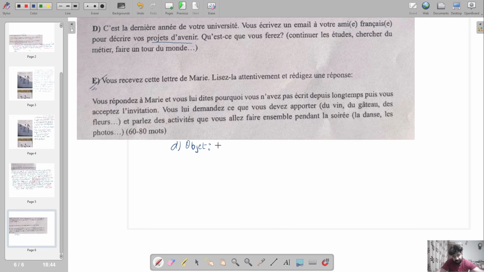Instead of "vos", we just write "mes". Why am I writing "mes"? Because it is actually a plural. So "mes plans d'avenir". If you notice again, I'm taking most of the things from the paper itself. I'm just writing the list.